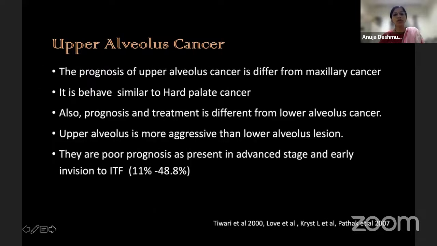Coming to the prognosis of this upper alveolus cancer, it is different from the maxillary cancer and it behaves similar to the hard palate cancer. Also, the prognosis and treatment are different from the lower alveolus cancer. Upper alveolus cancer is more aggressive than the lower alveolus lesions and has a poor prognosis as presentation is usually at an advanced stage and there is early invasion of the infratemporal fossa, which can be seen in around 1/10 of the patients or 50% of the patients. It depends on which series you are looking at.